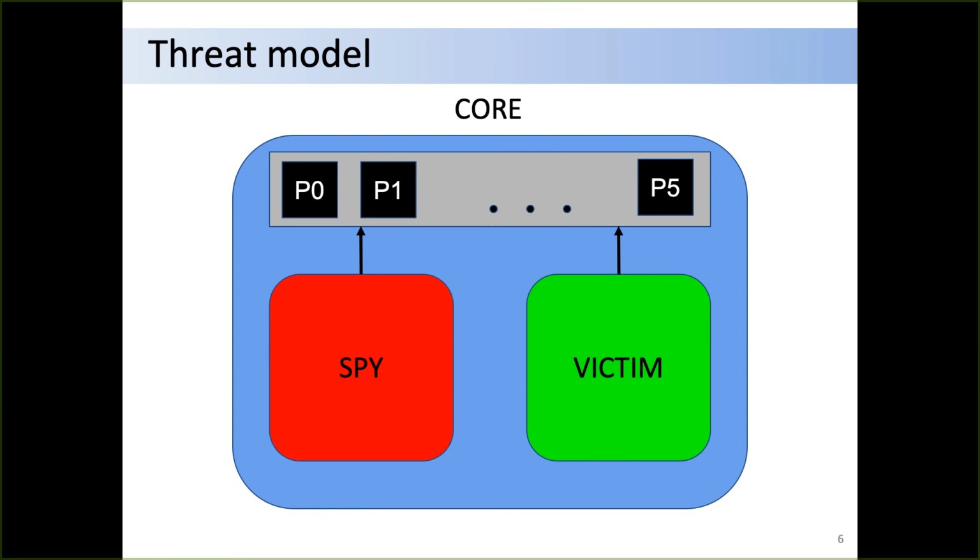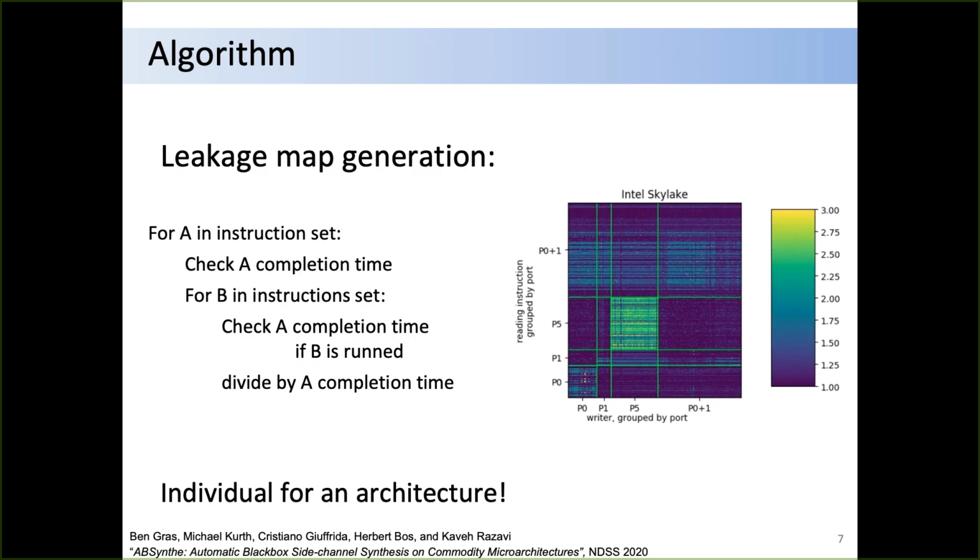So, to clarify on that, what is simultaneous multi-threading? It looks something like this. There are ports that receive from P0 to P5. They receive some commands from the processes, and one of the processes is the spy process, and the other is the victim, and they execute them simultaneously. So, why is this important? This is important because the algorithm starts with leakage map generation.